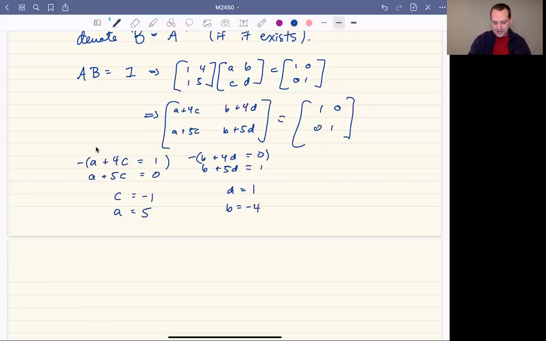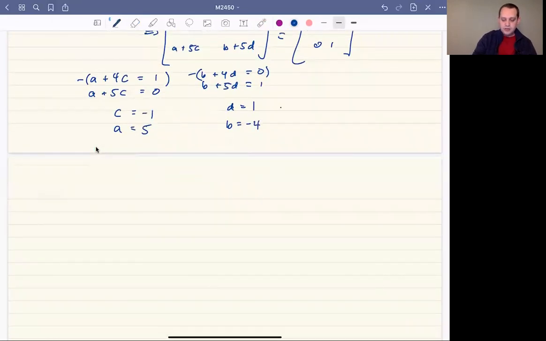I just checked it and the top equation didn't work out. If b is -4, then -4 plus 1 times 4, so that's -4 plus 4, that's 0. And -4 plus 5 is 1. So everything's fine. Here's our solution. And so it turns out that A inverse is going to be the matrix a, b, c, d, so that's 5, -4, -1, 1.